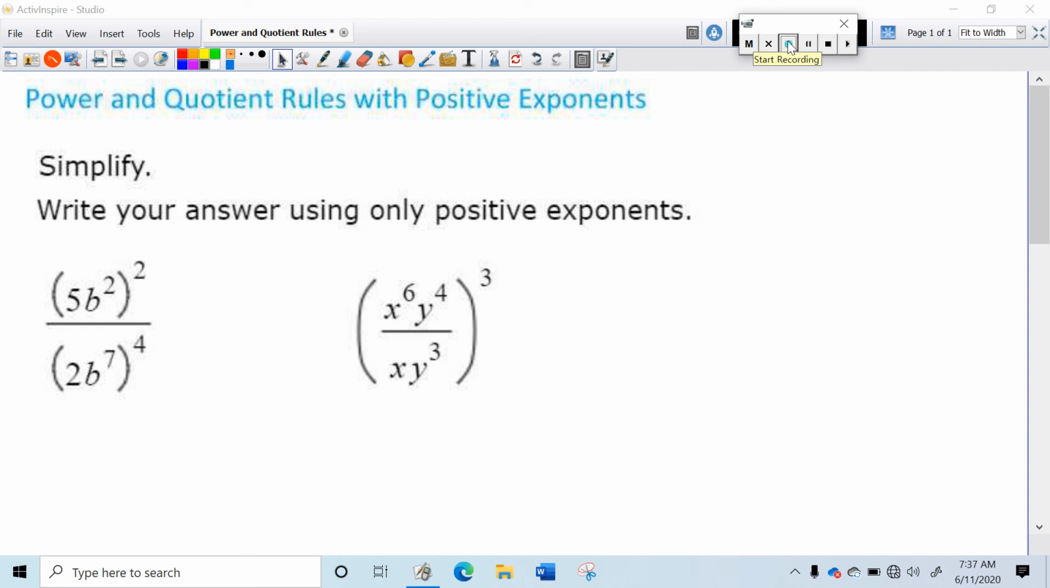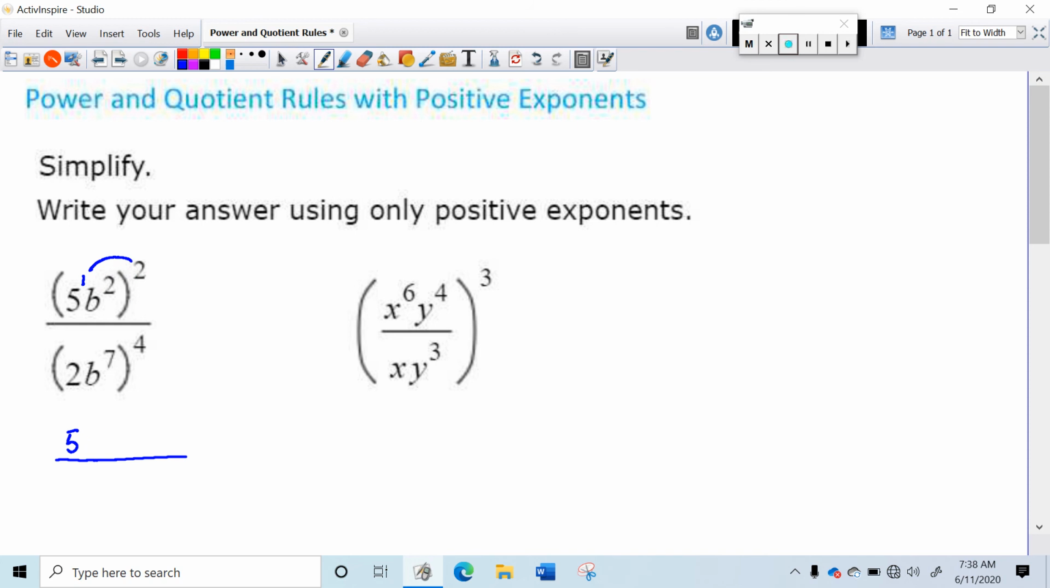I'm going to simplify and write the answer using only positive exponents. Okay, so we're going to handle the numerator and denominator separately at first. This 5 has an exponent of 1. So what I'm going to do is distribute. If you're distributing, if you're getting rid of parentheses, even if it's an exponent, you're going to multiply. So we're going to multiply the exponents.